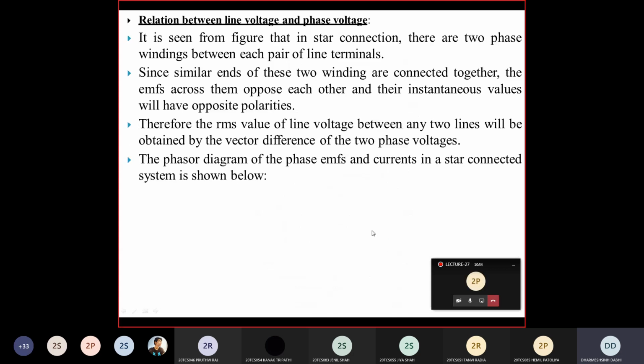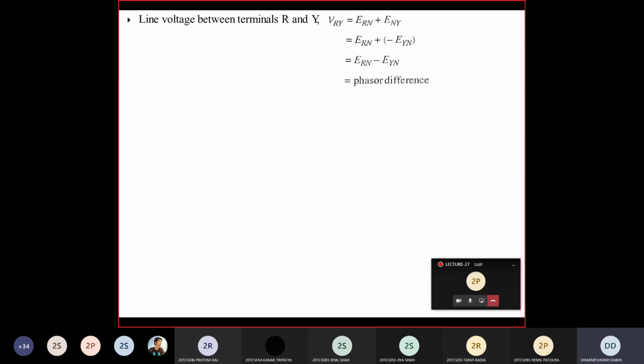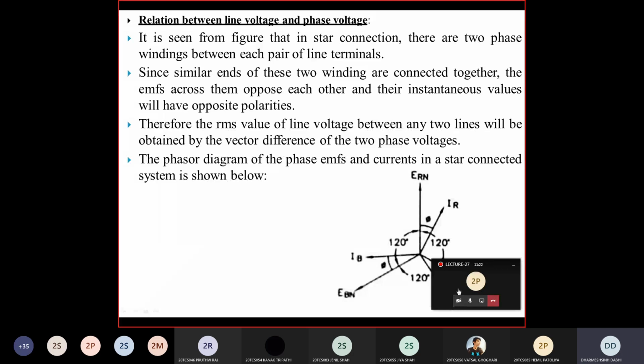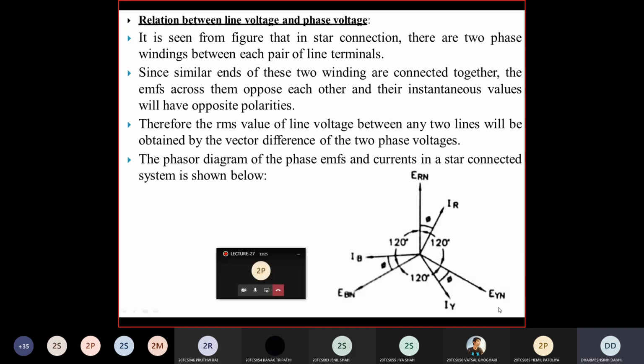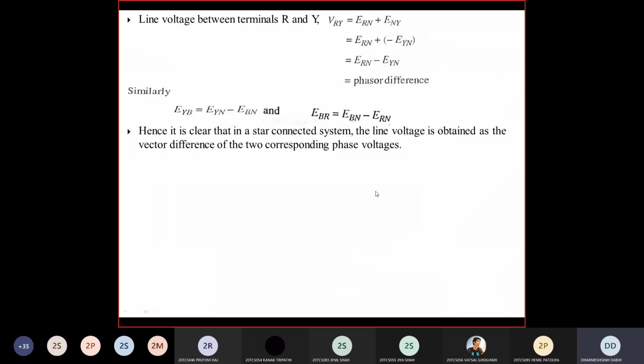Next we see the phase voltage and line voltage relation in star connection. That is nothing but a vector summation of two phase voltages. In the last lecture we have derived this also. Suppose you find out the line voltage VRY. So VRY is a summation of the vector phase voltage ERN and ENY. Clear? So ENY is what? That is the opposite phase of EYN.